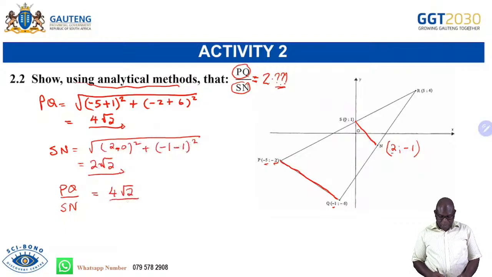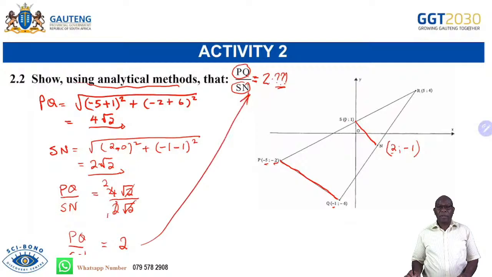The SN is 2 root 2, which means the square root of 2 and the square root of 2 will cancel out. 2 goes once there, 2 goes 2 times there, which means that our PQ over SN will be equal to 2. And we have proved that. So when we say show, it means that I must then do some calculations. Am I using analytical methods? Yes, because I'm using the formula for distance, and the formula for distance is an analytical geometry formula. So I've used the distance formula and I've proved that.